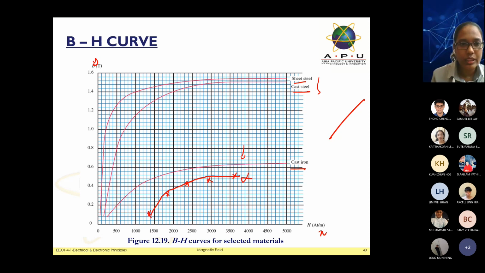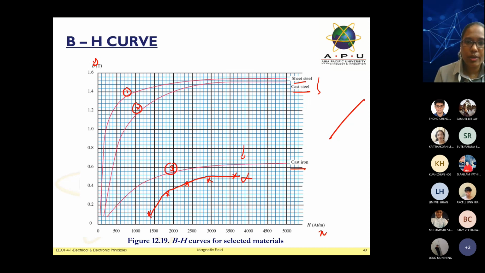Okay, let's go to the point here. In terms of here, as I informed you, this is H, this is B. They give you the curves based on the material. So you may have a look at the curves. For example, this is the first curve, I just put number 1. I hope you can see this, number 2. And this is number 3.